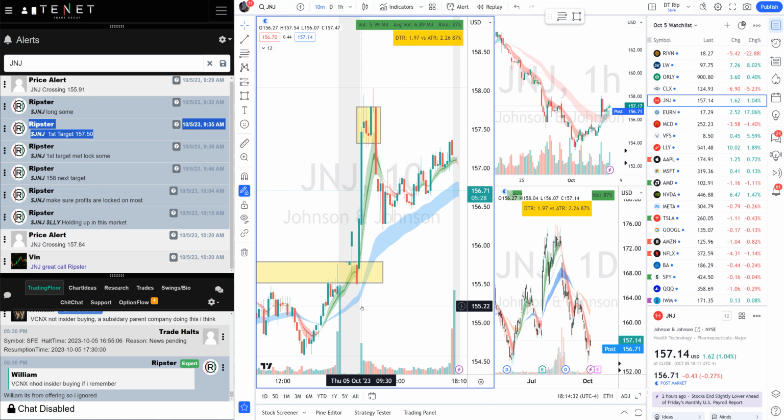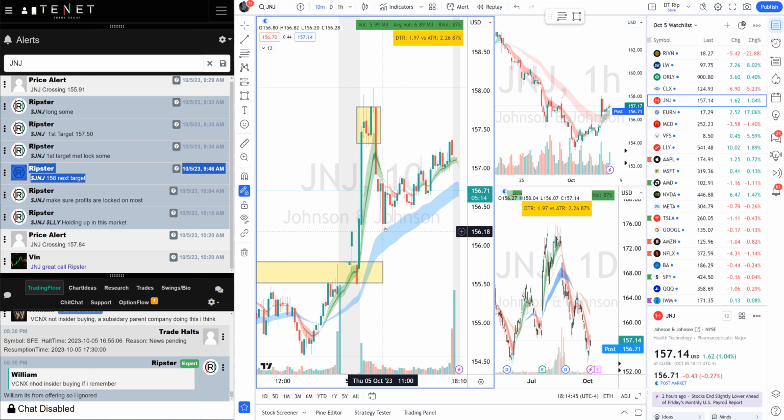We take the profits. First target met. Next target was 158. Almost touched 158. I did not have any orders to take the profits there, but I did take the profits on the pullback here. I closed everything, and it did bounce later in the day nicely from 34.50.